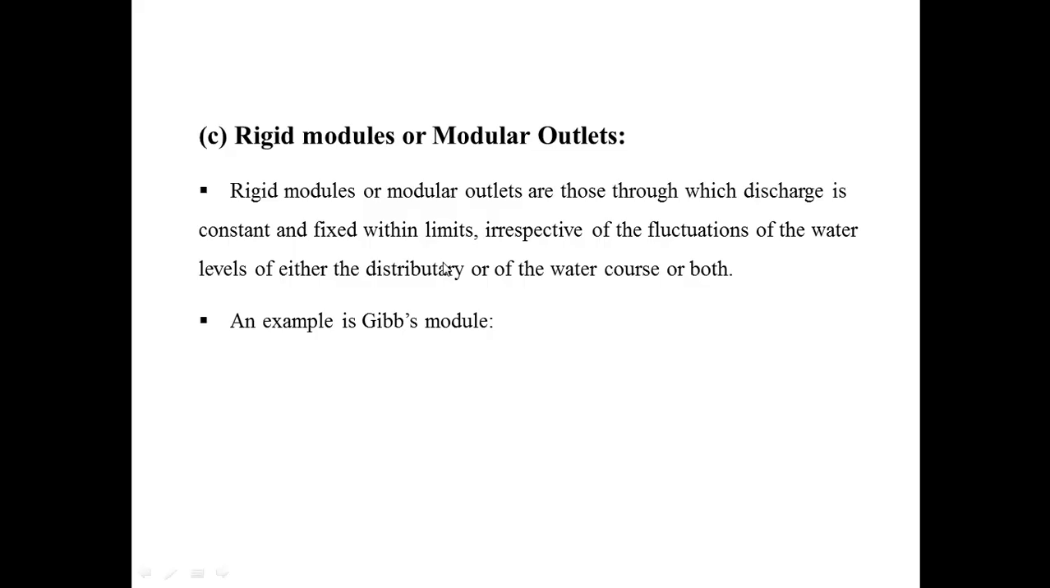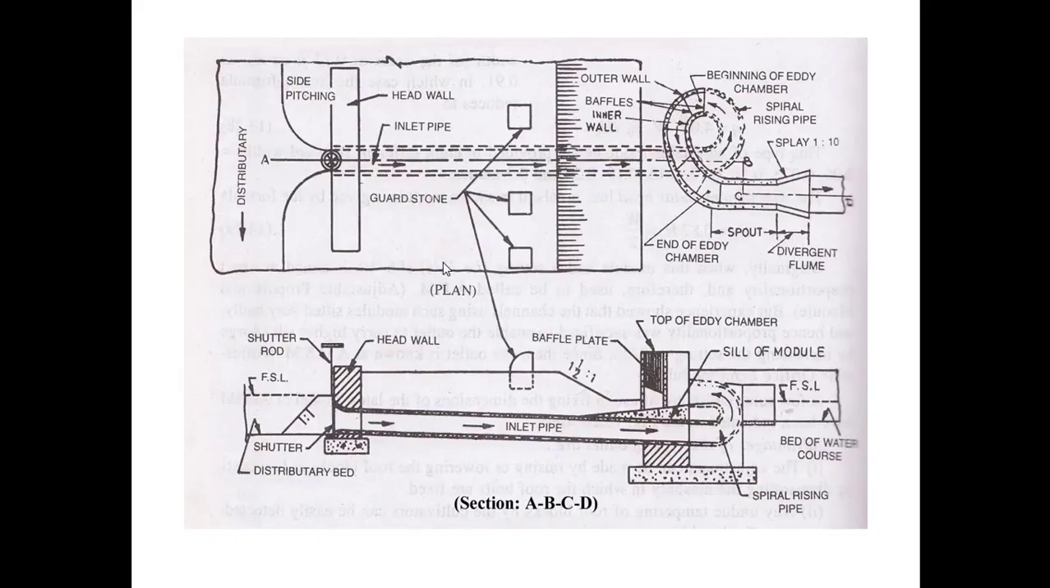The next type is the rigid modules or modular outlet. Rigid modules or modular outlets are those through which discharge is constant and fixed within limits, irrespective of the fluctuation of the water level of either the distributary or of the water course or both. An example is the Gibbs module. This is the Gibbs module.